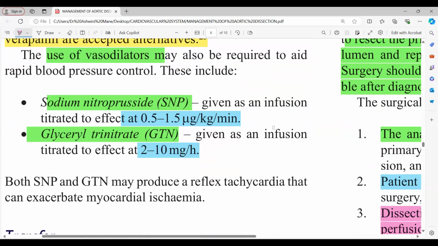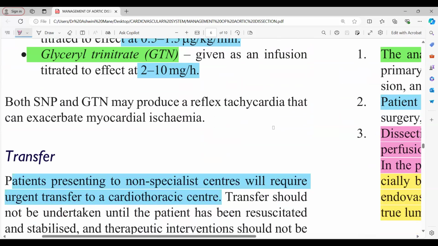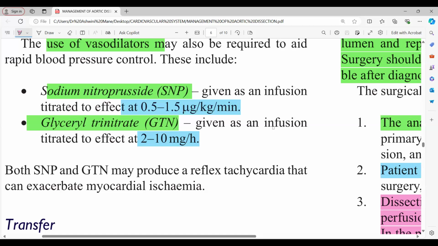And this includes sodium nitroprusside, which is given as an infusion titrated to the effect at 0.5 to 1.5 microgram per kg per minute. Then glyceryl trinitrate, given as an infusion titrated to the effect at 2 to 10 mg per hour. Both sodium nitroprusside and glyceryl trinitrate produce reflex tachycardia that exacerbates myocardial ischemia.